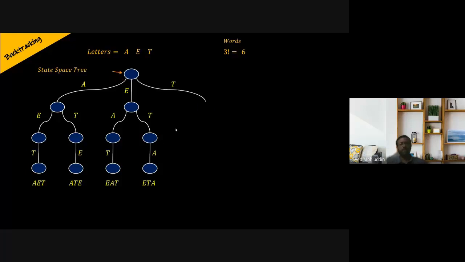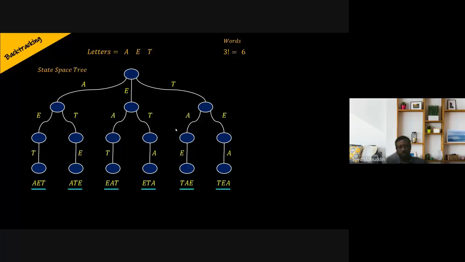Then the first letter we can use is T. From T we can move to A as the second letter and E as the third letter. So this will give us the word PAE. Then again we perform backtracking, and then ultimately we get the word PEA. Now once we get this PEA, we backtrack again and reach the root node.